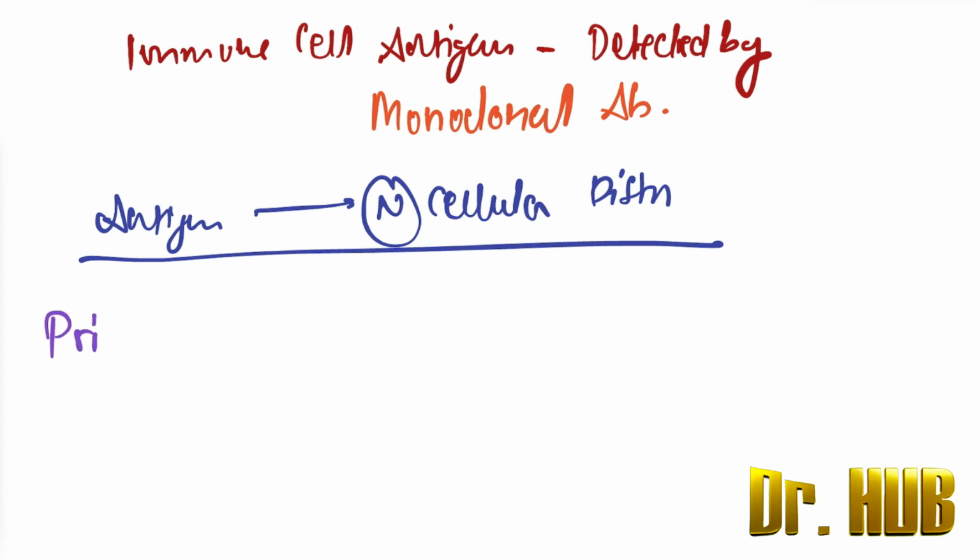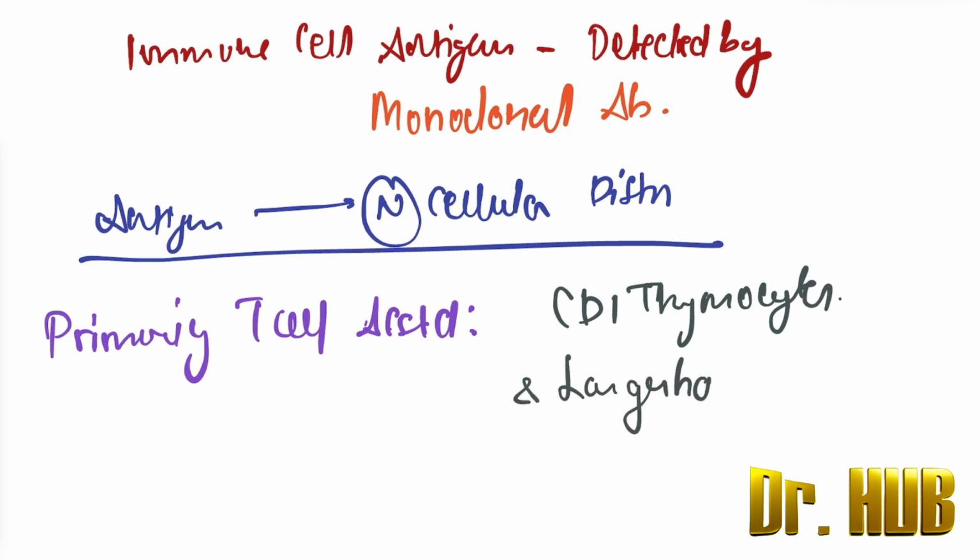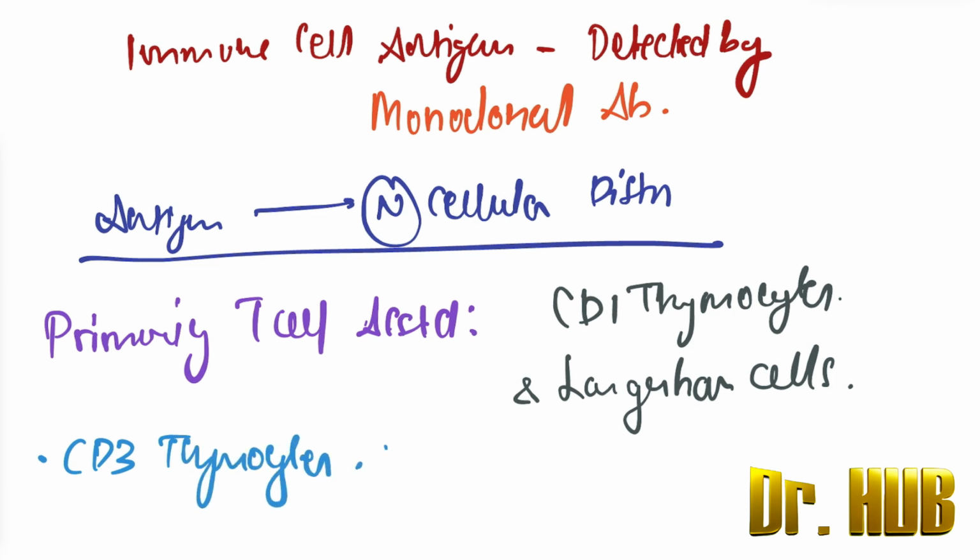Primarily T cell associated antigens include the CD1, found on thymocytes and Langerhans cells. Next is the CD3, which is found on thymocytes as well as mature T cells.